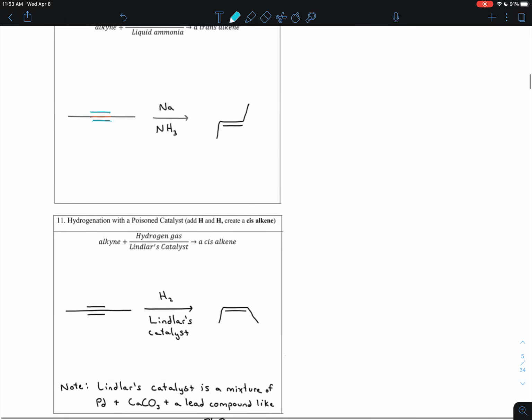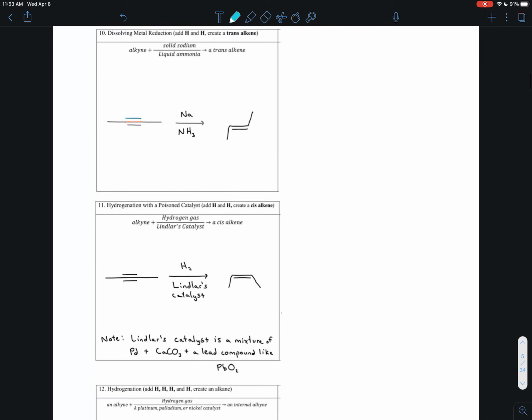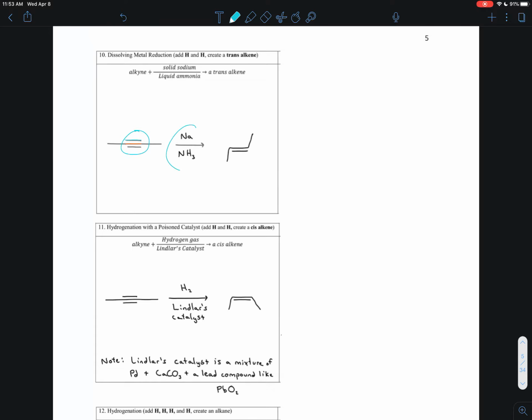Now, because you have two pi bonds, you could just get rid of one of them, in which case you'll have an alkene. So you go from a triple bonded alkyne to a double bonded alkene. But there are two ways to have these alkenes. They could be trans, or they could be cis. To get a trans alkene, you would do dissolving metal reduction, solid sodium in liquid ammonia.